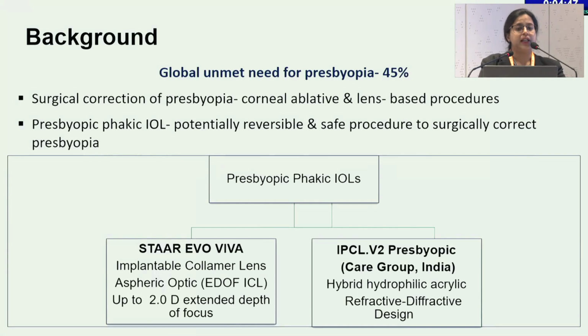So the global unmet need for presbyopia stands at 45%. Surgical correction includes corneal ablative and lens-based procedures. Presbyopic phakic IOL is a potentially reversible and safe procedure to surgically correct presbyopia. We now have in the market two commercially available ones, the Star Evo Viva, which provides up to 2 diopters of extended depth of focus, and the IPCL by Kaur Group, which is a hybrid hydrophilic acrylic refractive diffractive design.